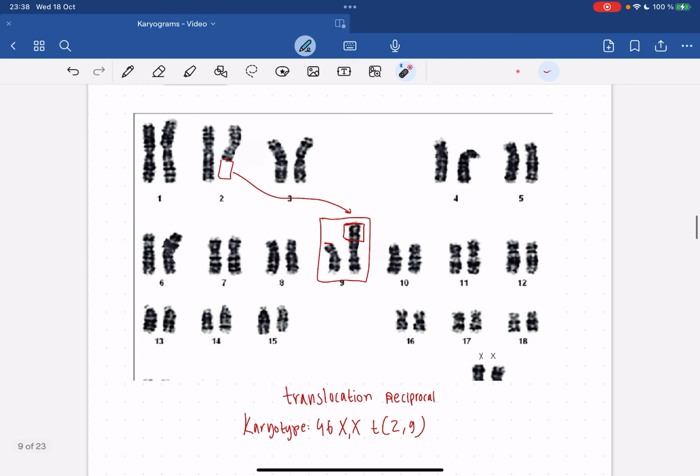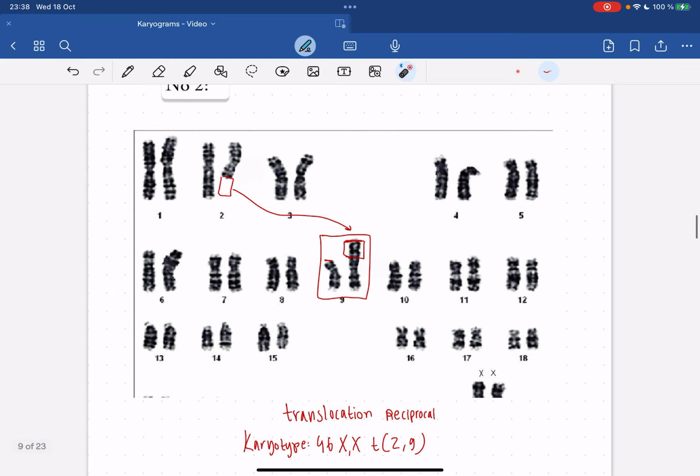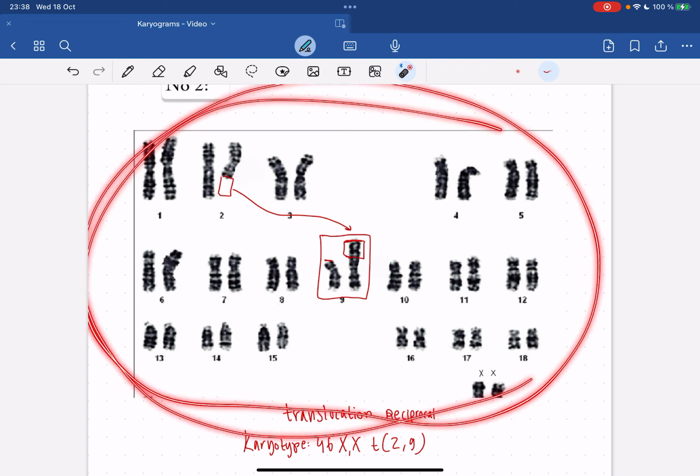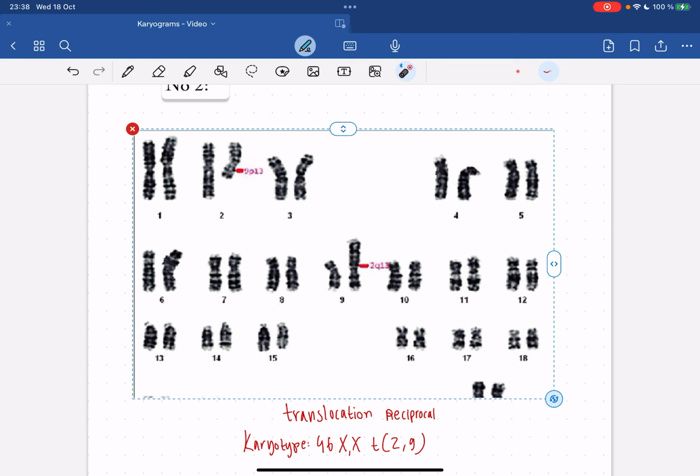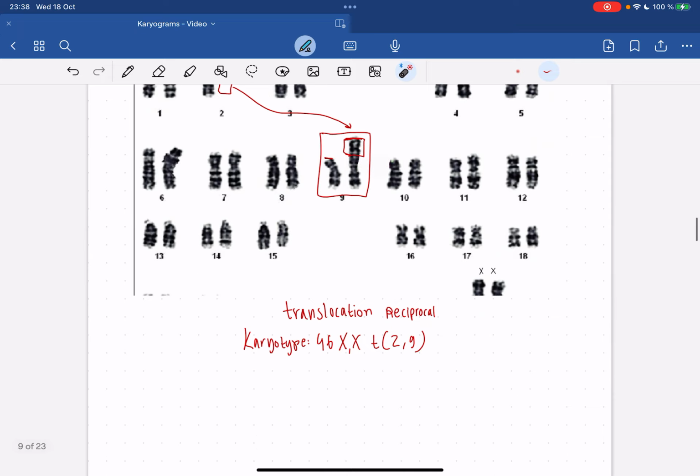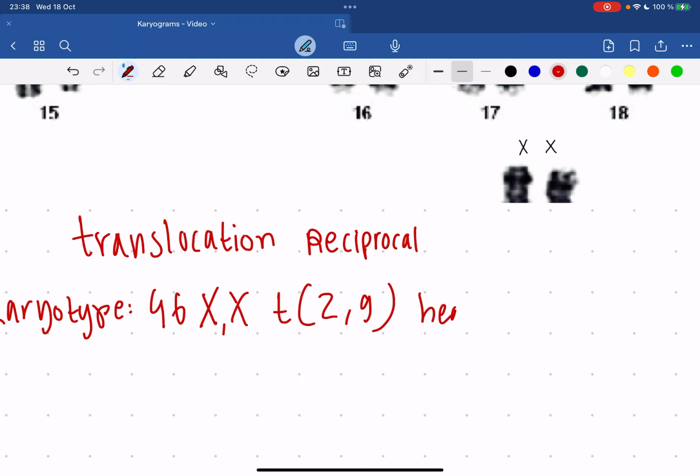Will this person be healthy or unhealthy now? If you said healthy, you are correct. Why? Because we're not losing and we're not gaining anything here. Instead, we're just migrating. This little piece has just migrated into this little piece. So in all, this person will have a healthy life, comparatively, because he hasn't gained or lost anything.